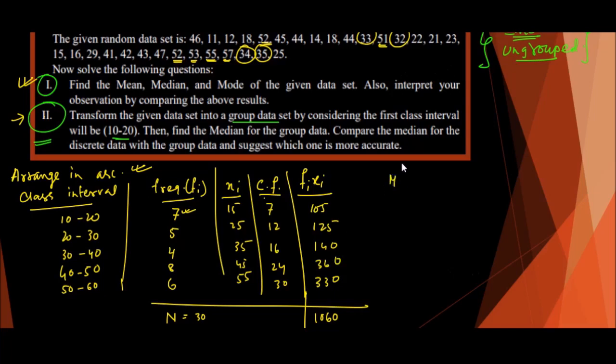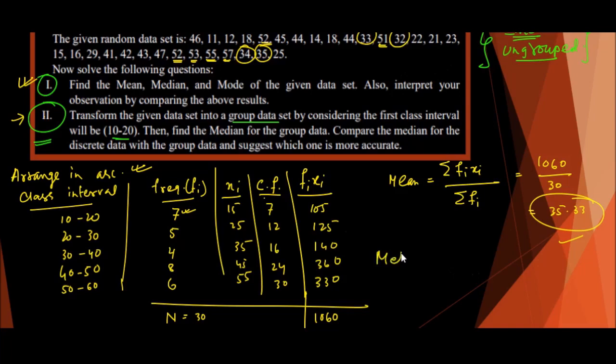Now use the formula. Basically median is required, but if you just find the mean, the mean value is summation fixi divided by summation fi, means capital N value. So 1060 divided by 30, the answer is going to be 35.33. This is your answer, mean.